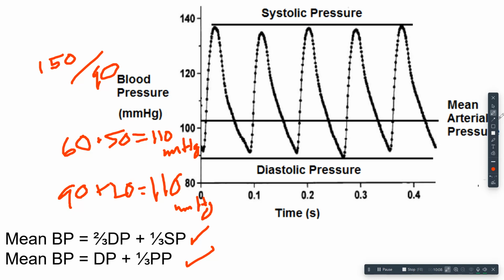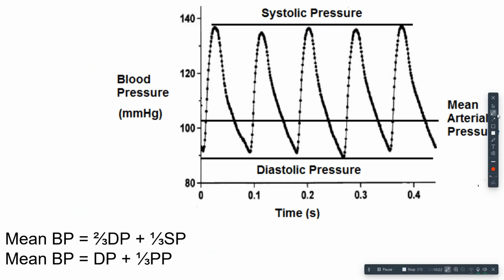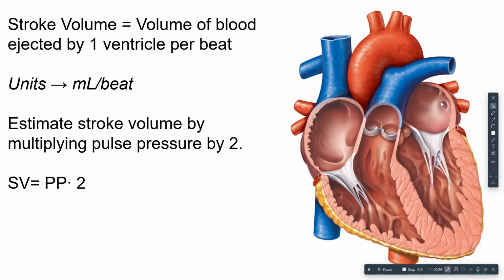Okay, so I've measured heart rate, systolic and diastolic blood pressure. Then I calculated pulse pressure, and I calculated mean blood pressure. And now what I can do, because I have pulse pressure, is multiply pulse pressure by 2, and that'll give me an estimate of stroke volume.